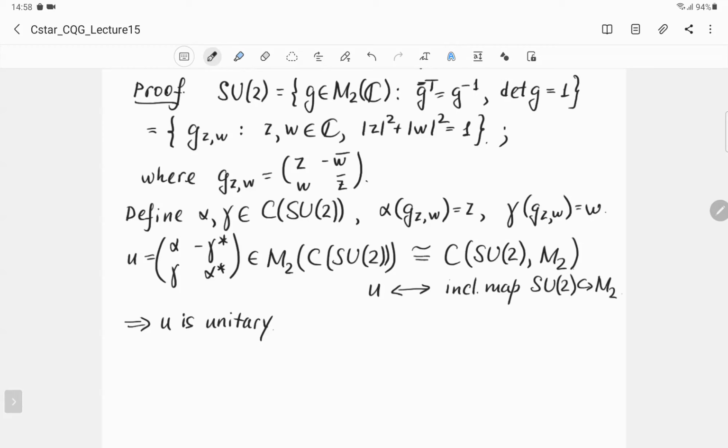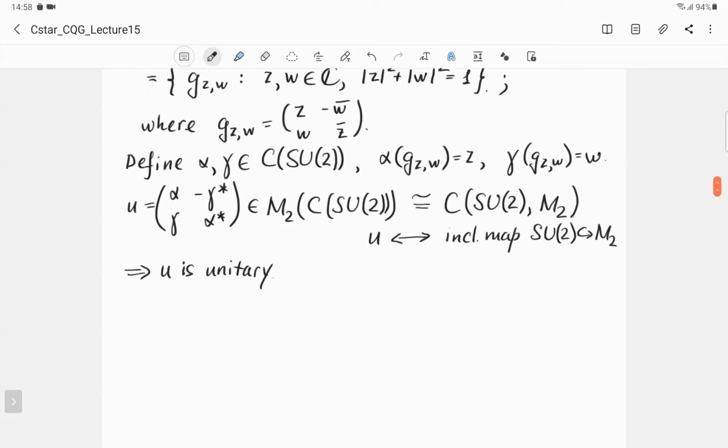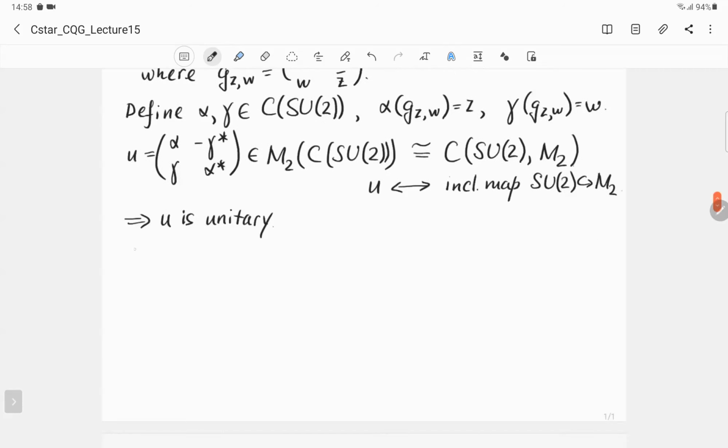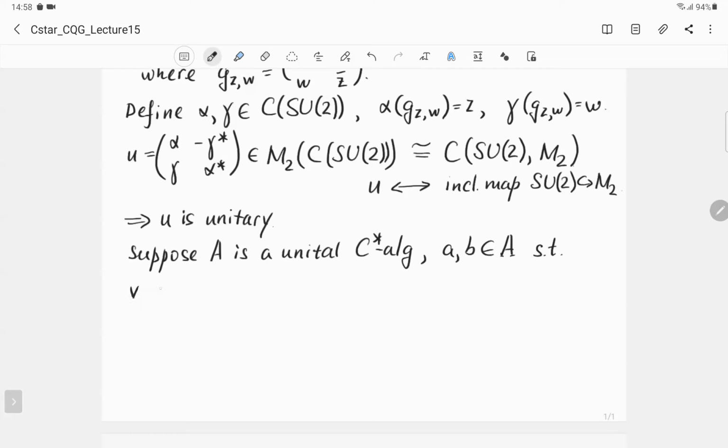Okay, so now we have to check the universal property. Suppose now that A is a unital C-star algebra, and suppose we have two elements, a and b, such that the following matrix, let's denote it by V, the matrix (a, b; -b star, a star), is unitary.